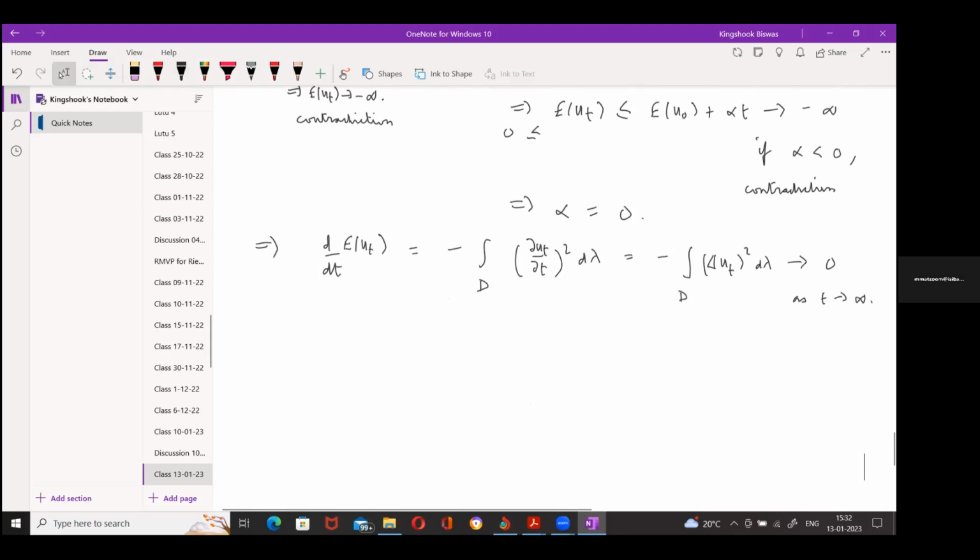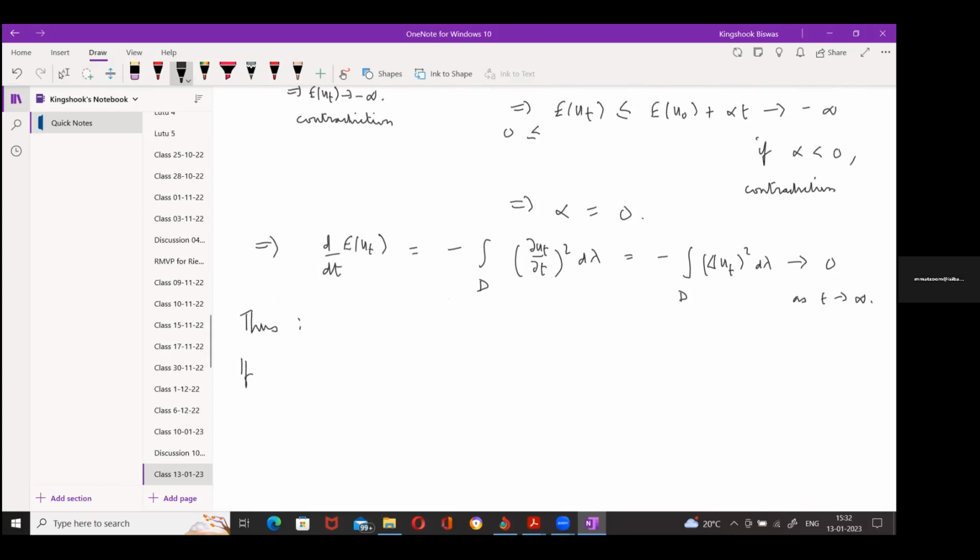So the L2 norm of the Laplacian goes to 0, right? Is this clear? Yes? Right. So therefore, we get the following.